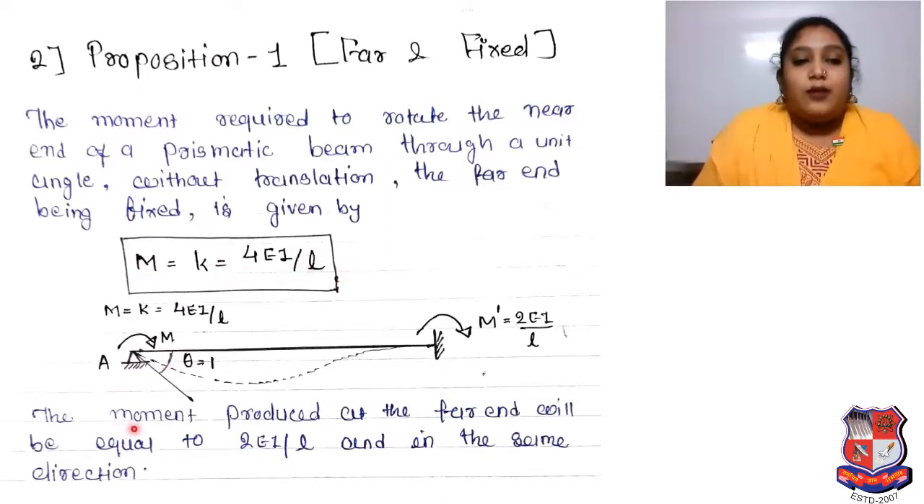The moment produced at the far end will be equal to 2EI by L and in the same direction. You can see the direction. As per that beam, whatever moment is at the near end and whatever moment is at the far end, it is written here: the moment produced at the far end will be equal to 2EI by L and in the same direction.